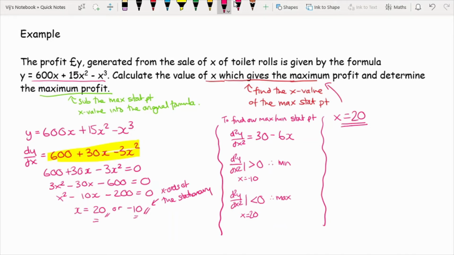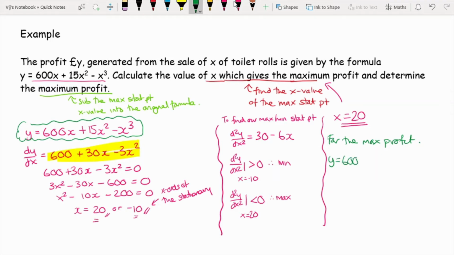So the next thing we then need to do is work out the maximum profit. And how do I work out the maximum profit? All I need to do is substitute x equals 20 into the original formula, which is this here. And again, it's very, very easy to get confused because you've got formulas all over the place. I've got an expression for the second derivative, I've got an expression for dy dx, and I've got the original equation, but it's important that we substitute it into the original.